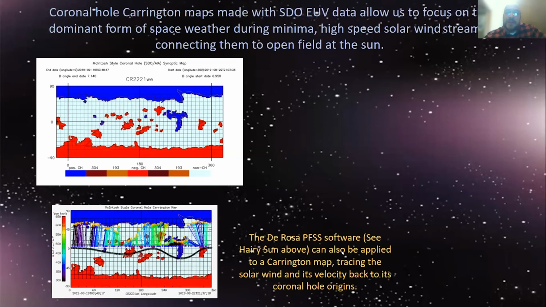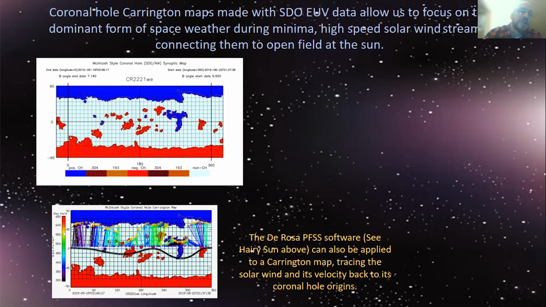Hopefully my slide just advanced and you're now seeing the PFSS at the lower left here. So you saw the hairy sun model earlier. This is also a DeRosa PFSS model, and it is being applied to this Carrington map, tracing the solar wind and its velocity back to its coronal hole origins.